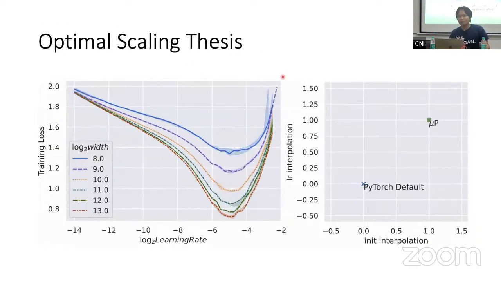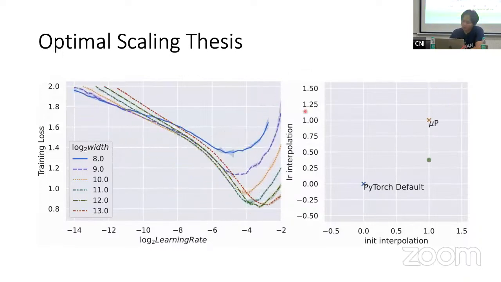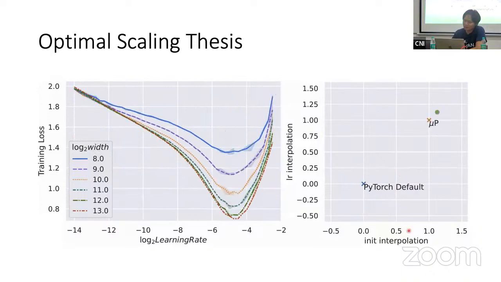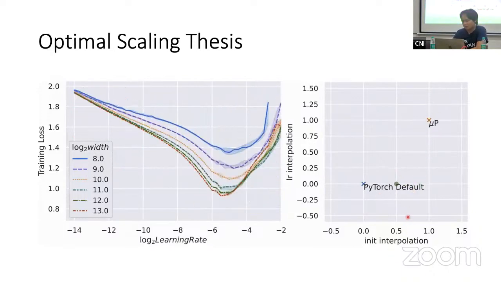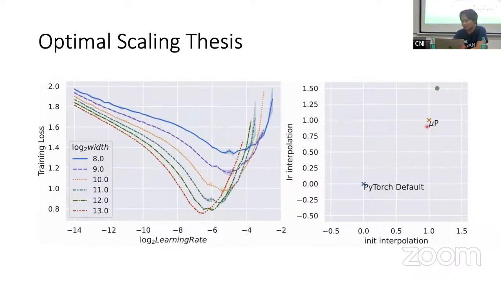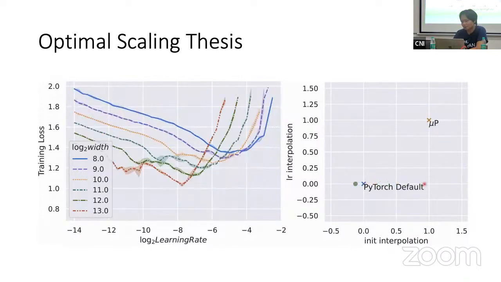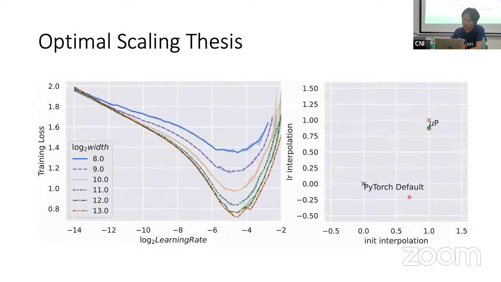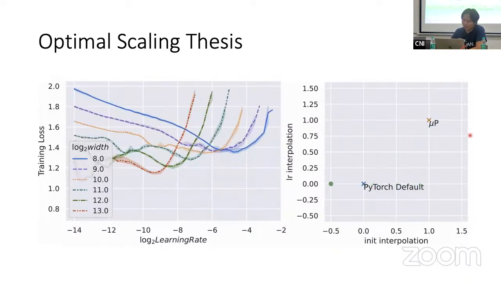So in this animation, on the right side, I'm traversing a 2D space of parameterizations. This 2D subspace of parameterizations contains μP and ST, towards default. And then the green dot is traversing some trajectory that contains these two points.